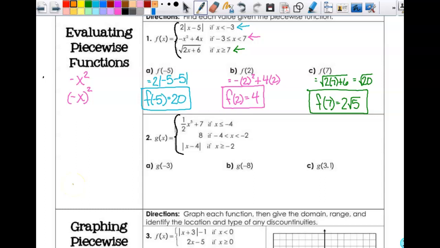All right. g of -3. Where does negative 3 fit? First, second, or third? Second. Negative 3 is between negative 4 and negative 2, right? So if it's in here, that means the value is 8. So it's just 8. There's no work to be done there.